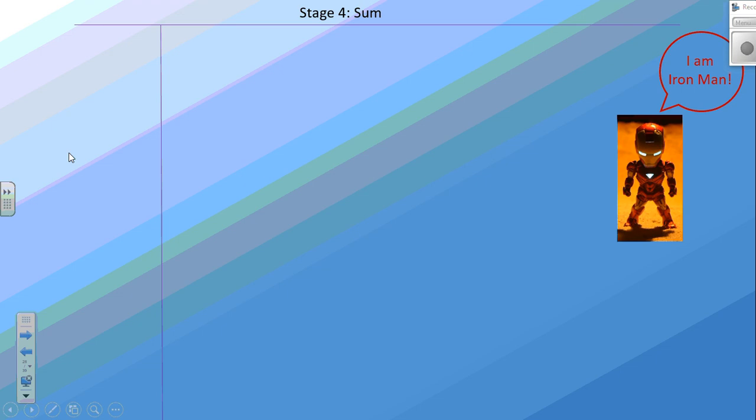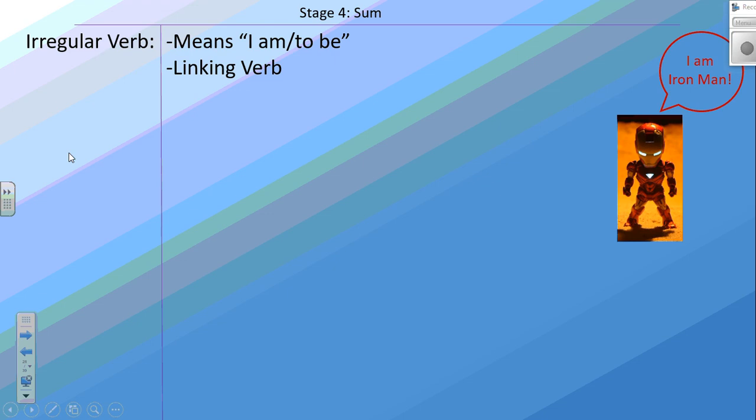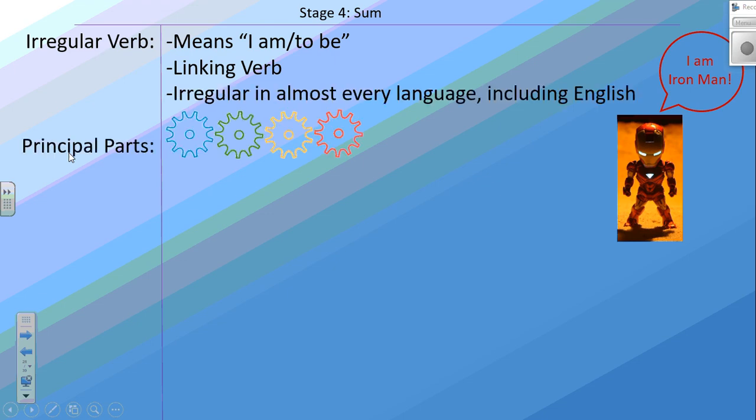Sum is a highly irregular verb, and that makes it a little more challenging to deal with, but we'll talk about how we deal with it in the present tense. It's especially difficult in the present tense because present tense is built off of the second principal part, and sum has an irregular second principal part. So it means I am or to be. It's irregular in just about every language, including English. So it's not just Latin that makes this challenging. It's a linking verb. It's the most common linking verb. And like I said, it's irregular pretty much everywhere.